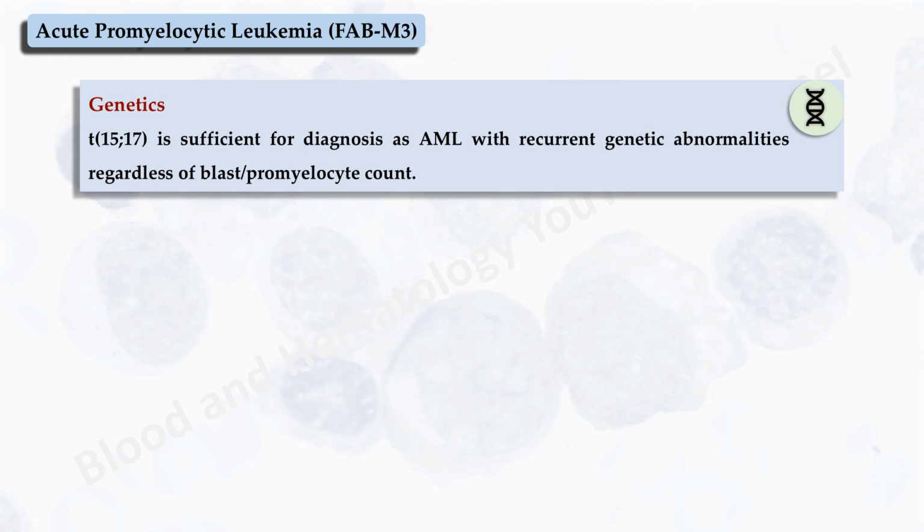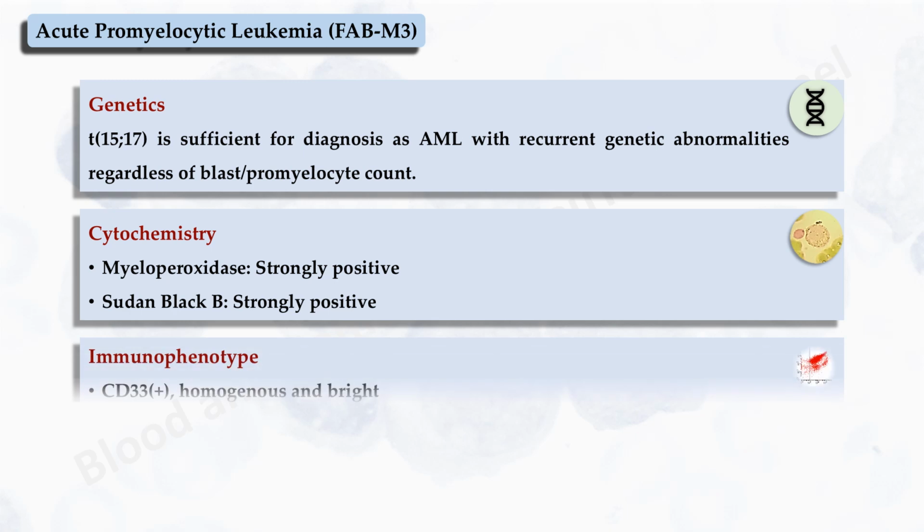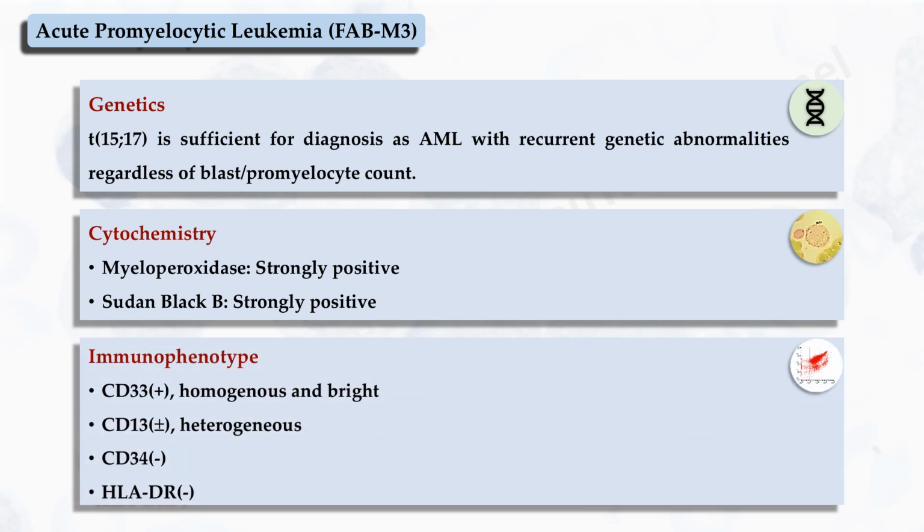Chromosomal translocation 15;17 is sufficient for diagnosis as AML with recurrent genetic abnormalities, regardless of blast and promyelocyte count. APL leukemic cells are strongly positive for myeloperoxidase or Sudan black B. They express CD33, but are negative for CD34 and HLA-DR. CD13 expression is variable.